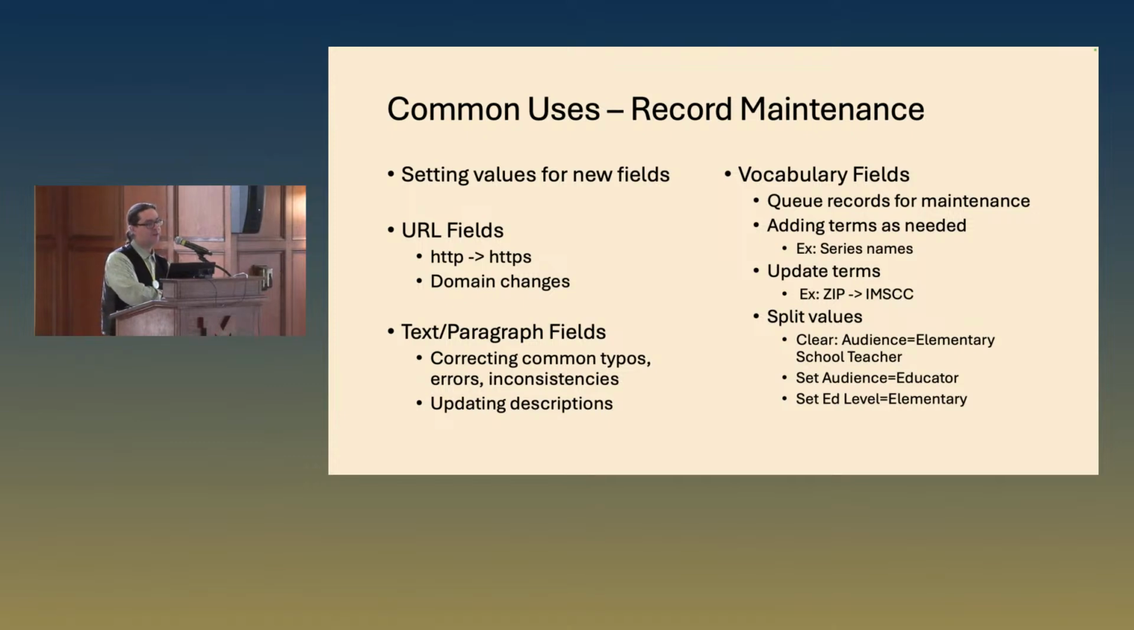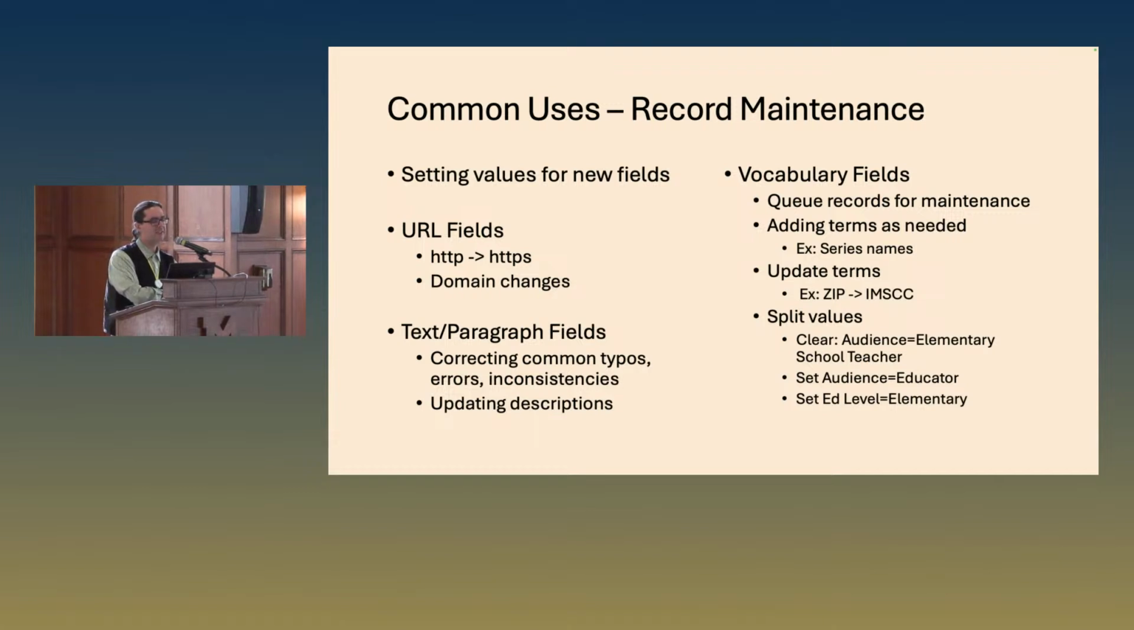One of them: when we add a new field to our collection, it's pretty rare to have a single global default value that you want everywhere, but there will be sets of records with particular defaults that you want. We can use batch edit to apply those. In URL fields, this one might be the most common use we make of it.